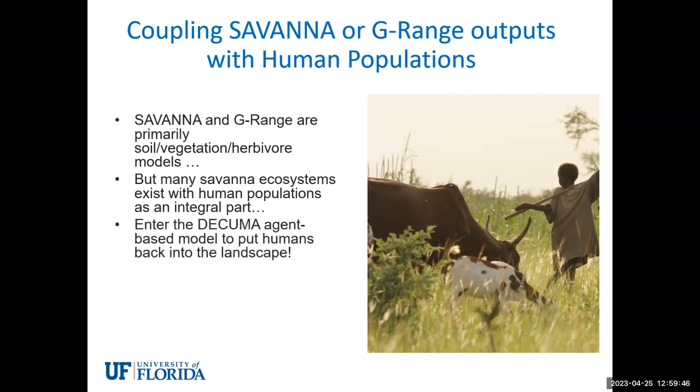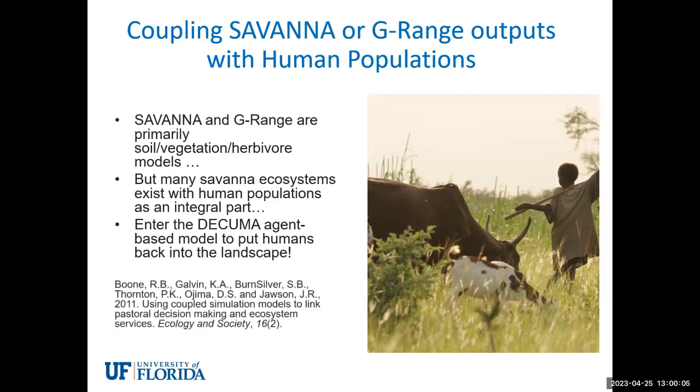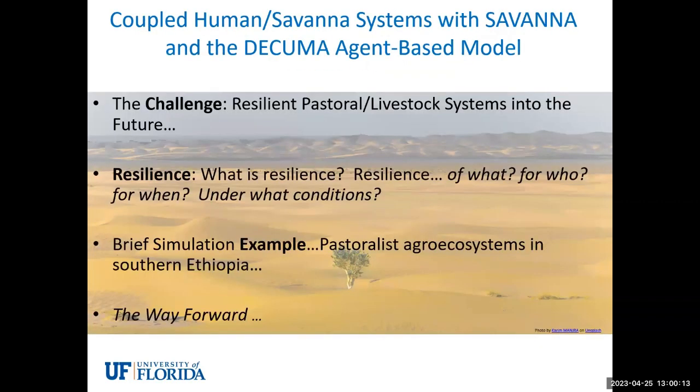So enter the DECUMA model, and I should know what DECUMA stands for. It is an acronym, but I don't remember what it stands for. I'm sure it's in the paper that Randy set up. But it's an agent-based model to put the humans back in the landscape. And here's the first paper. He did this for 2011, but there's more stuff going on right now. And I think there's a very nice community working with this model.